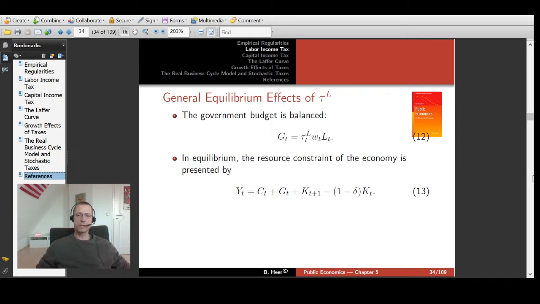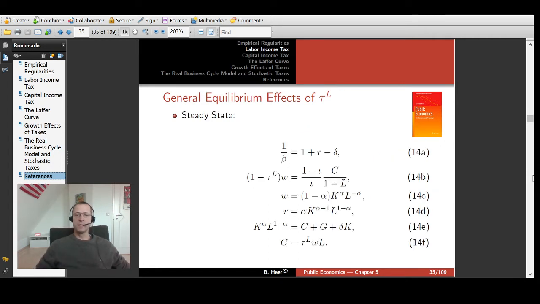So the total production Y is equal to total demand, and demand is consumption demand of the household C, public consumption G, and investment I_t. Now in steady state, this model can be described by 6 equations in equation 14a through 14f. The first one is a steady state Euler condition.